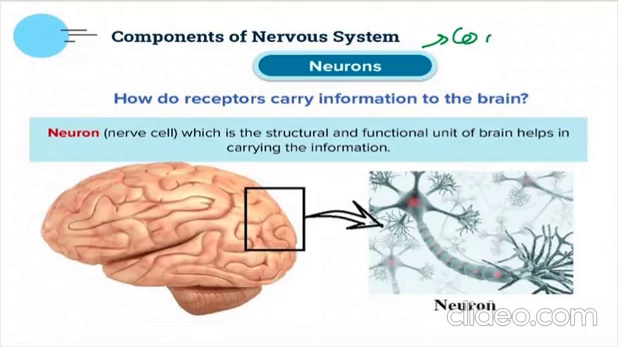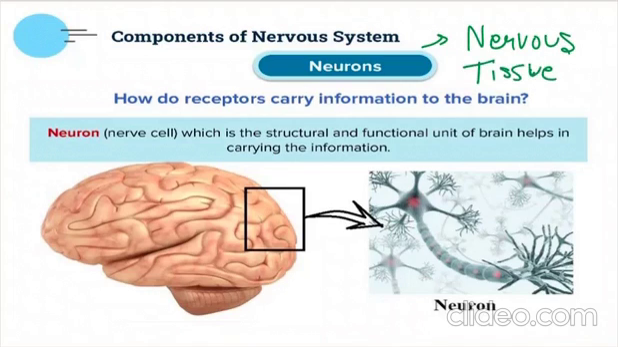So basically, neurons, as we know, what are they? They are nothing but connective tissues, isn't it? Sorry, not connective tissue, I'm really sorry, they are nervous tissue. It is for impulse transmission. So neurons are nerve cells, and they are the structural and functional unit of the brain. Like the cell is the structural and functional unit of our body, similarly neurons are the structural and functional unit of the brain, and they help in carrying the information from these receptors and other parts to the brain.